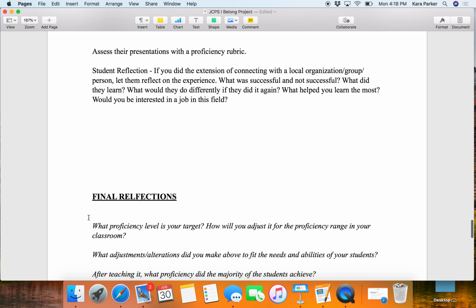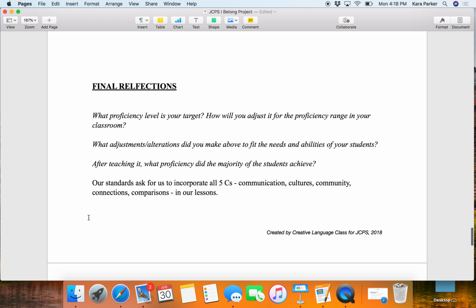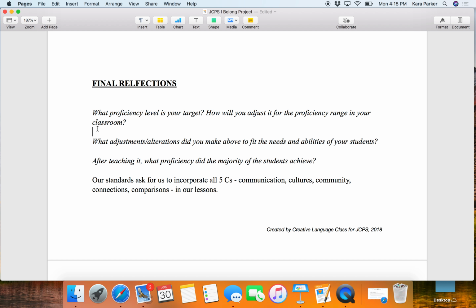And the last part on here is for you. The final reflection part at the bottom is for you to give some quick feedback and thoughts and just kind of how did it go for you. Some of this is about what did you do to fit the needs of your students, how did you alter this, because I do not think that this project is going to be perfect for everyone, but hopefully it's a good starting point. After you taught it, what proficiency did the majority of the students achieve?